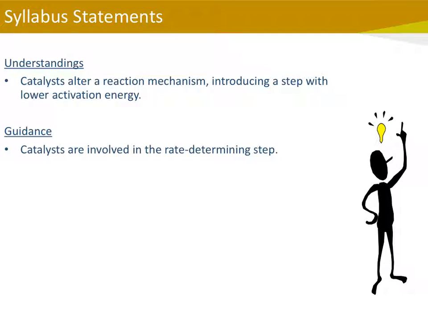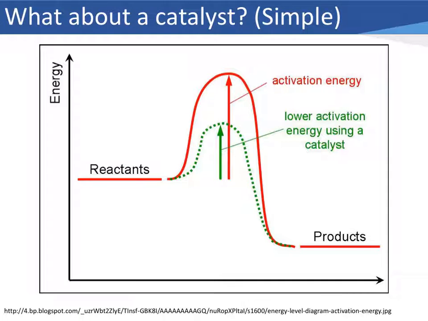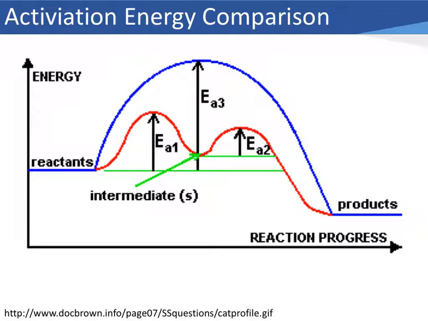Now, the last little bit here is talking about catalysts again, altering a reaction mechanism by introducing a step with a lower activation energy. And catalysts must be involved in the rate determining step. So we've looked at a general overview of an enthalpy diagram. This overall diagram does not look at mechanisms, and we've observed that a catalyst would have a lower activation energy barrier. But what might actually happen is a catalyst might provide a two-step mechanism.